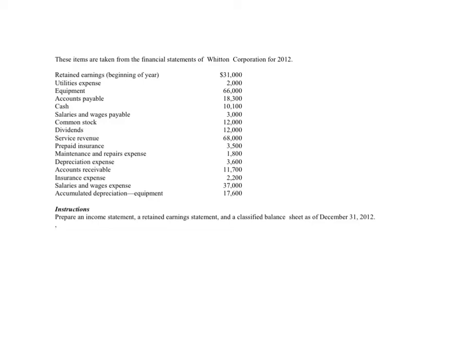Okay, we're going to do now a demonstration of how to put together an income statement, retained earnings, and balance sheet using the accounts from a particular company. In this case, the company is Whitton Corporation, and the accounts are as of 2012. Now, what I want you to do is pause the video now, take a look at this problem, and do it on your own. Then, start the video again and see how I did it.